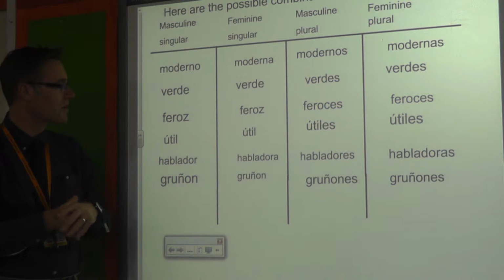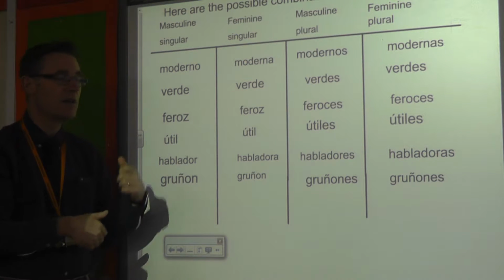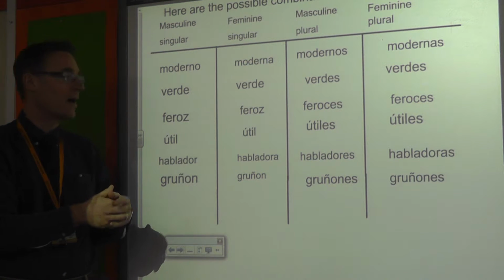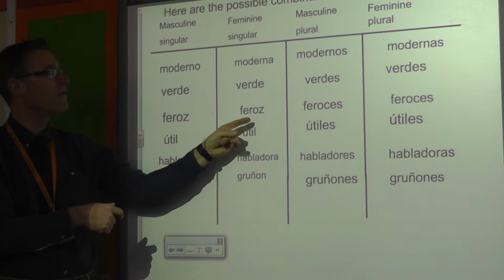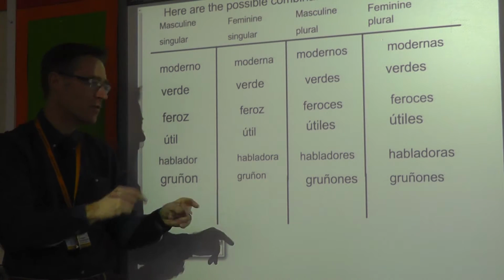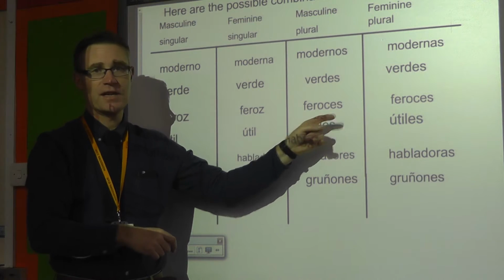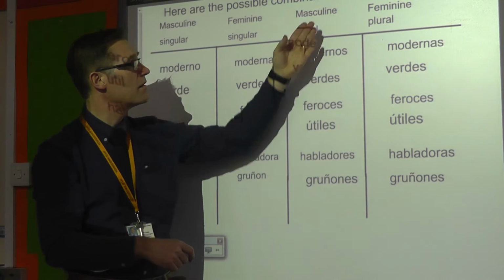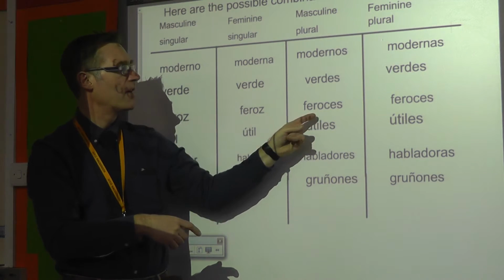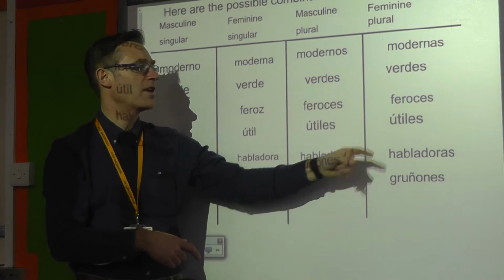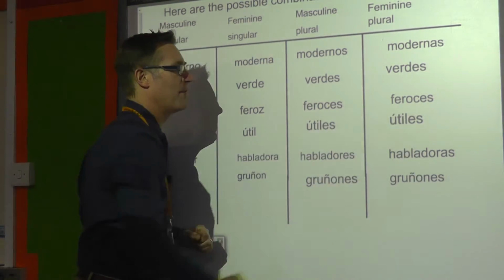Okay, how about if we've got an adjective which ends in a Z, and there are quite a few, like feliz. I've chosen feroz, so we've got feroz, and again it doesn't change in the feminine singular, feroz, feroz. But here's the twist: we lose that Z for the plural and it's feroces, feroces. So masculine plural and feminine plural are actually the same, we're just replacing the Z with this, feroces. But they're the same, masculine plural, feminine plural.